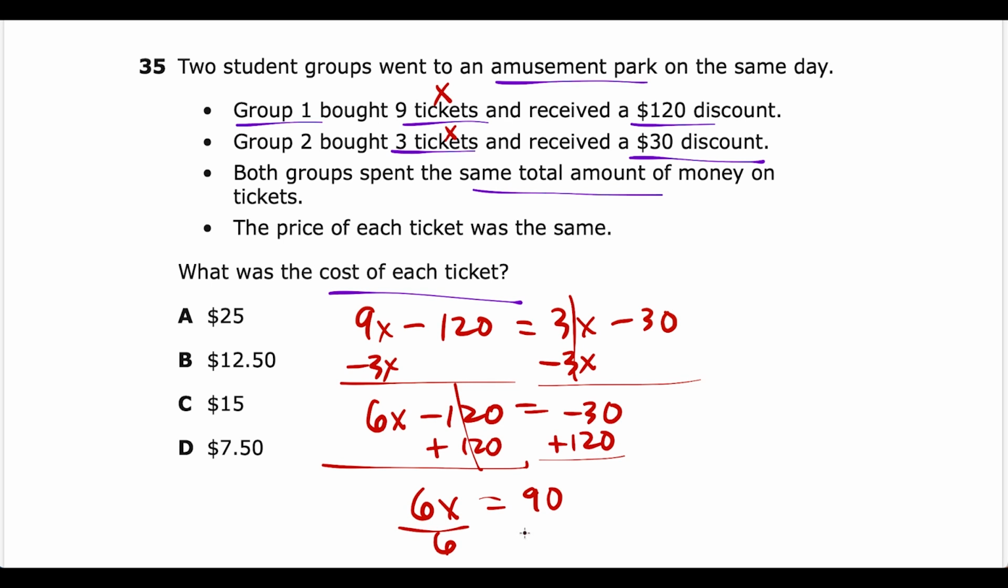And now if you divide both sides by 6, this is going to give you X, which is our solution. 6 goes into 90 once with the remainder of 3, and 6 goes into 30 5 times, so 15. Choice C is our solution.